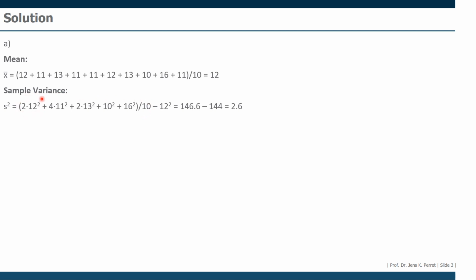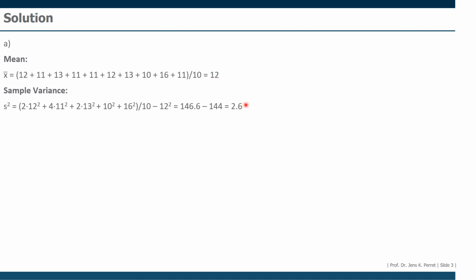To make this a bit shorter, I summarize some of them. So here I see I have 4 times the 11. So just go 4 times 11 squared. I have 2 times 12. So I go 2 times 12 squared. Adding all of this up, dividing by 10. And then I subtract 12 squared. The 12 is actually the mean from the part before. This gives me my uncorrected sample variance, in this case of 2.6.